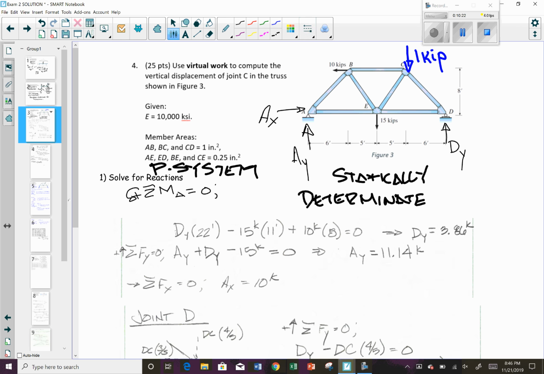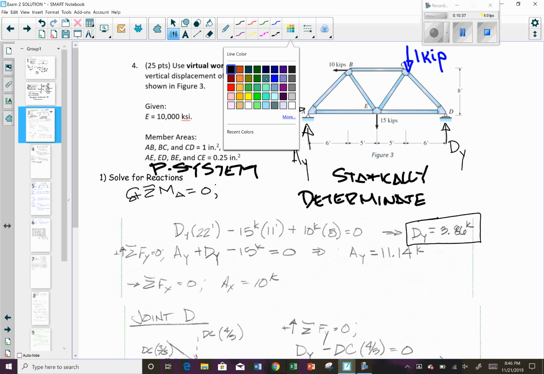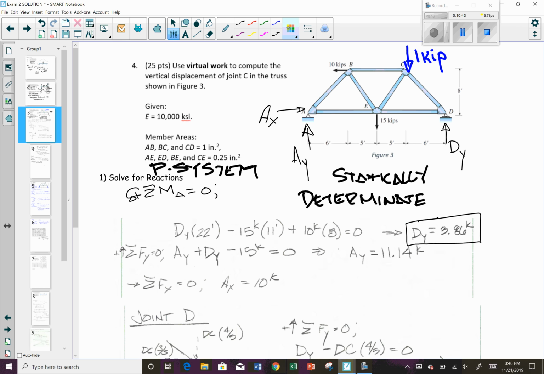Okay, so for your P system, solve for the reactions. Sum of the moments about A was the most simple for me. So my Dy was equal to 3.86 going up. Let's use a different color. So Dy, I got a positive value, so I assumed the correct direction.